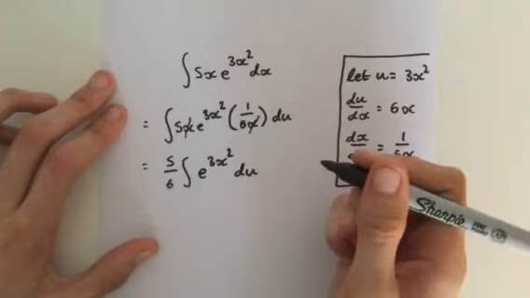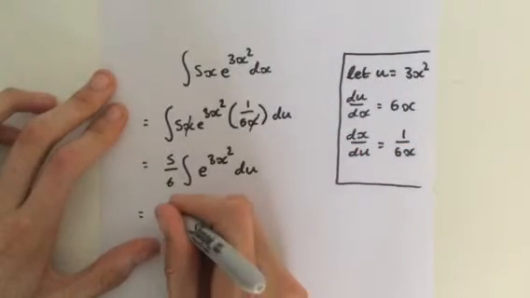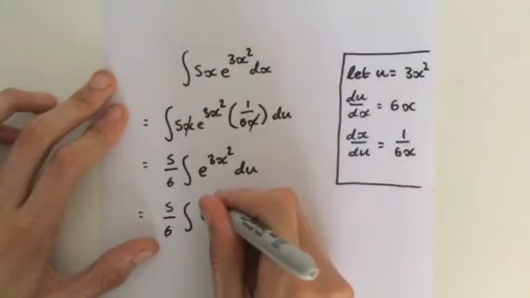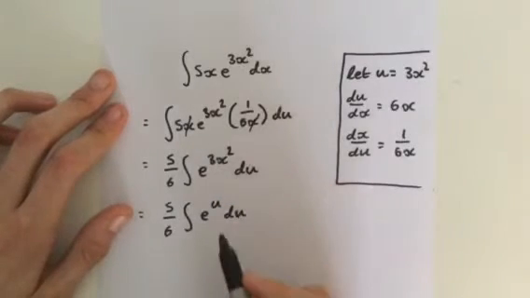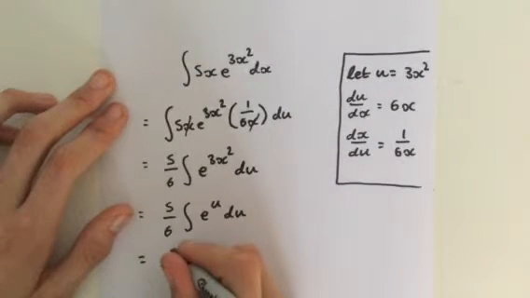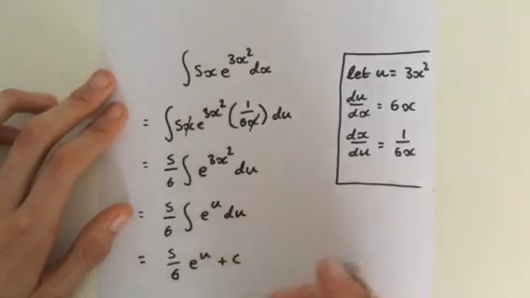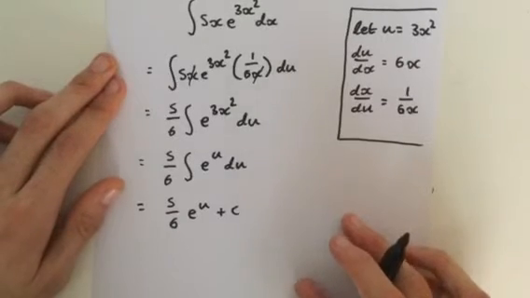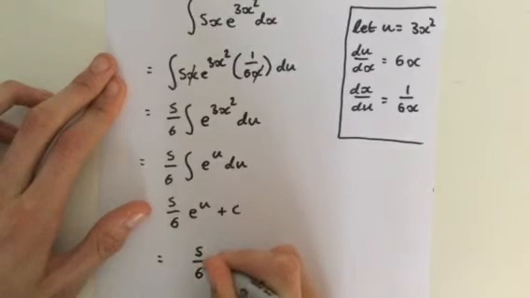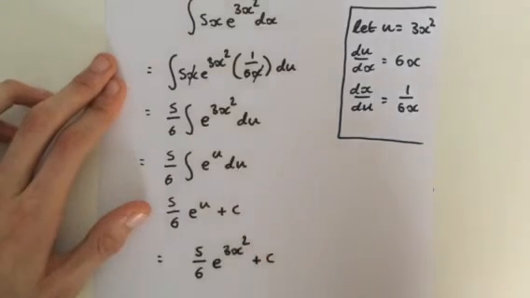and integrate it with respect to u. Alright, so this is equal to 5/6 multiplied by the integral of e to the u, because u is equal to 3x squared. And finally, we need to integrate e to the u, which is of course just e to the u. And we add our constant of integration. So all we need to do now is put u in terms of x, and what we're left with is 5/6 e to the 3x squared plus your constant of integration. Okay?